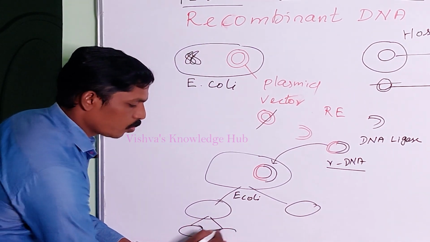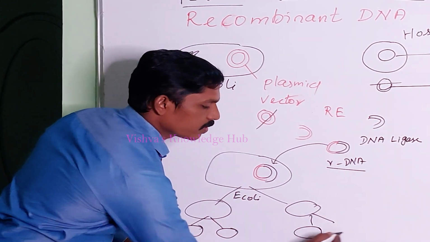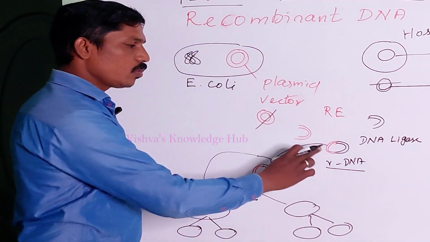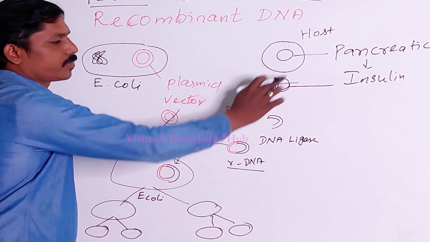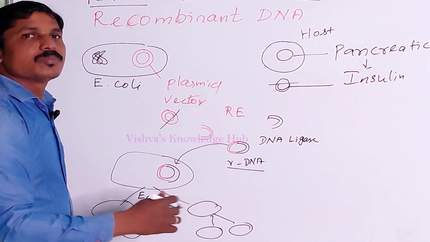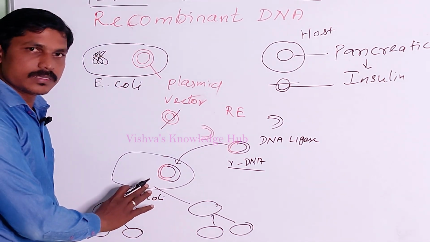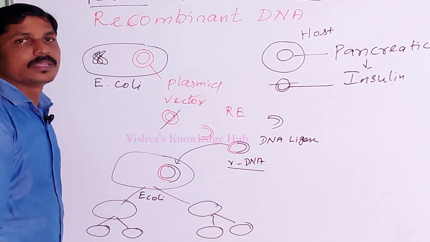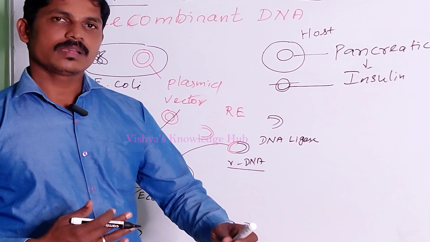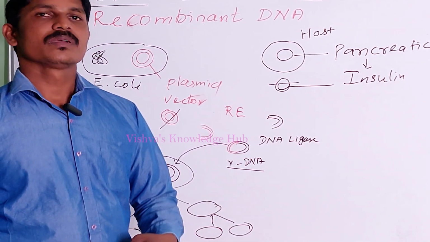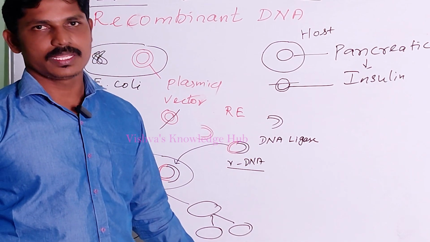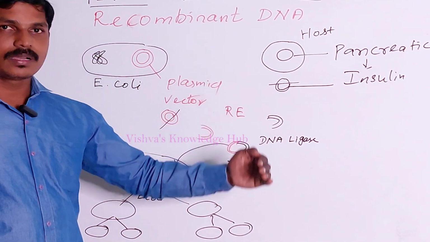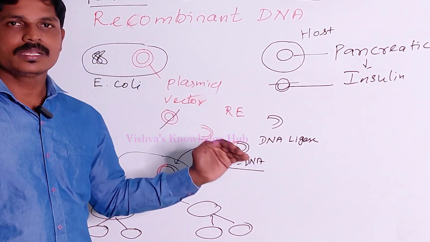So in 1 or 2 days it replicates fast and produces thousands and thousands of bacteria. What is the role of the host DNA? It produces insulin. So as the bacterial DNA multiplies, more insulin is produced. In our everyday life we use insulin hormone produced through this technology only. So this is a very important technology in the biotechnological field nowadays, especially recombinant DNA technology.